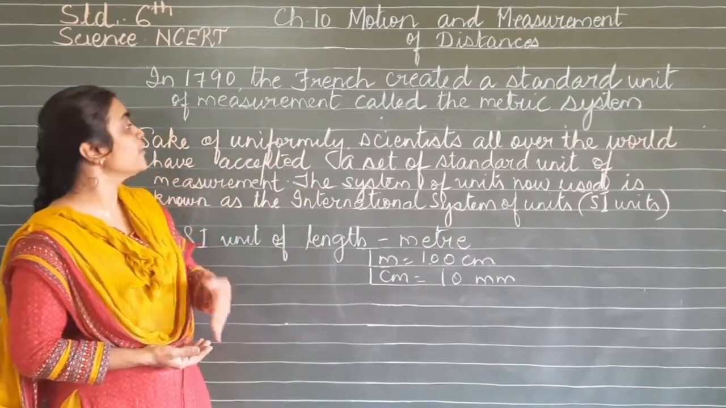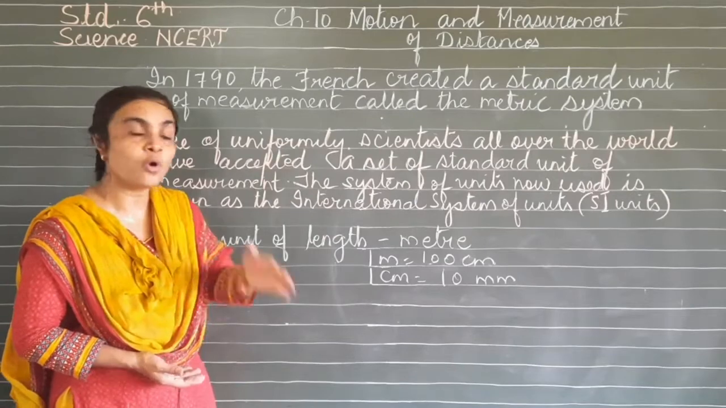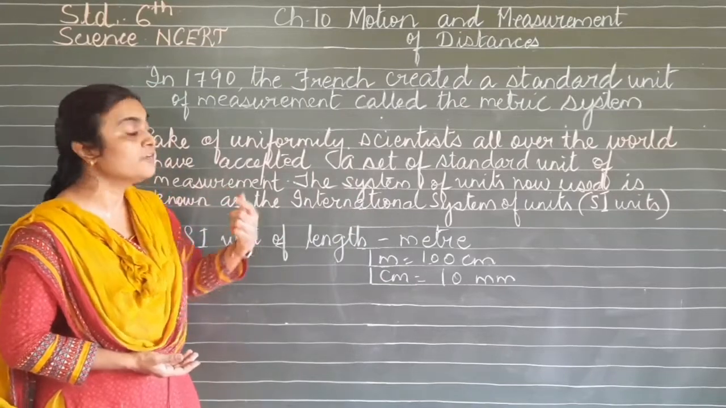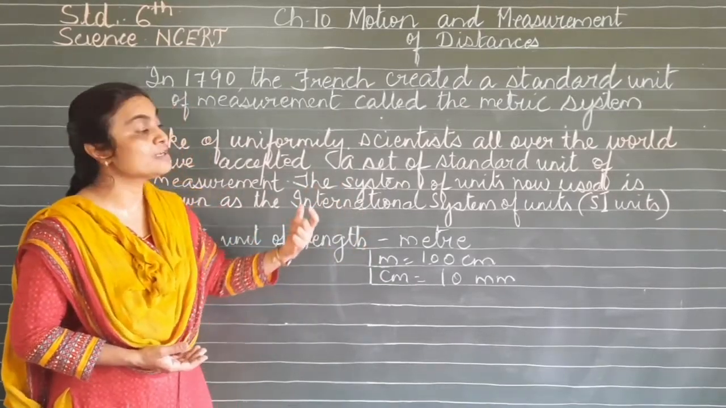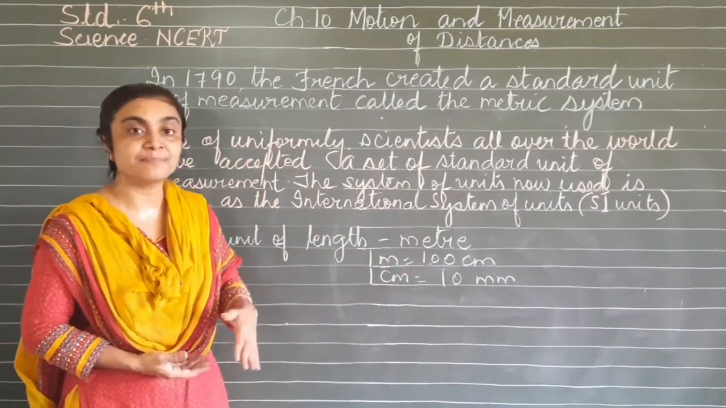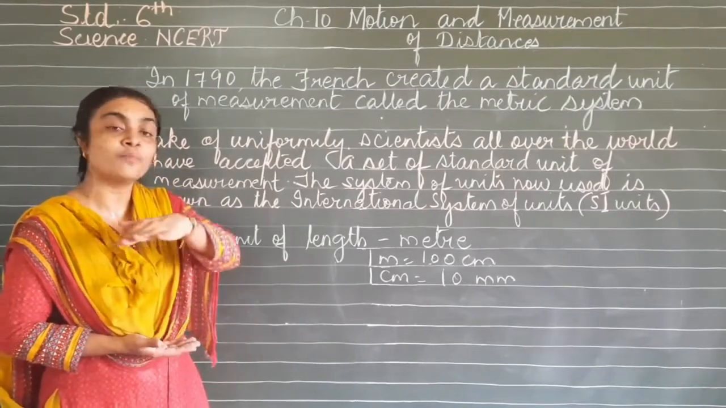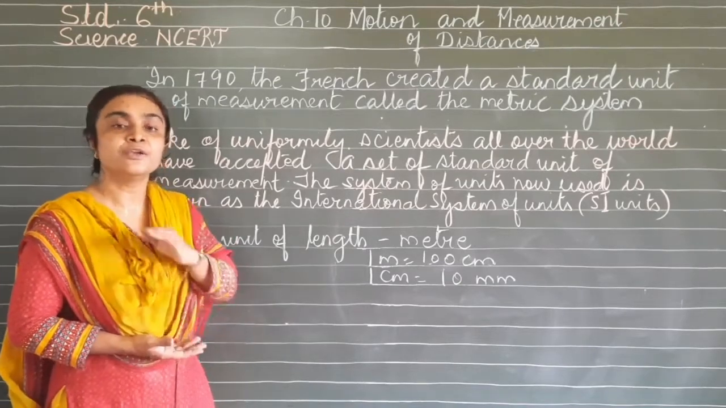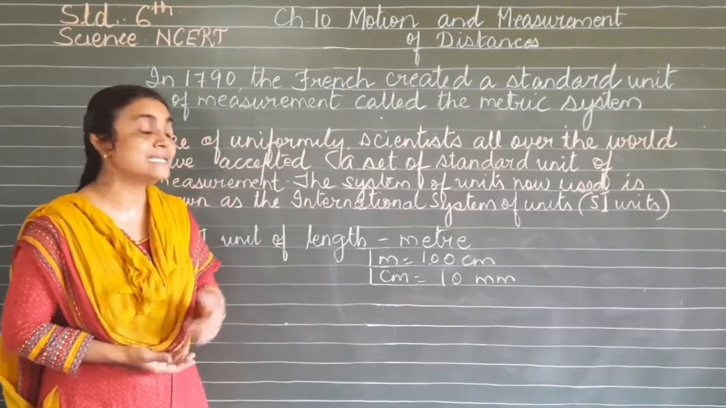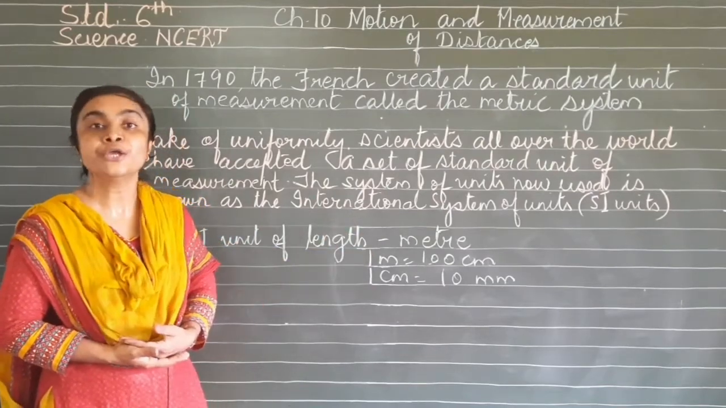Metric system. Later on, for the sake of uniformity, that means it remains the same all over the world, scientists from all over the world accepted a new set of standard units. That was the International System of Units, SI units for measurement, which was accepted all over the world. Total there are 7 SI units.